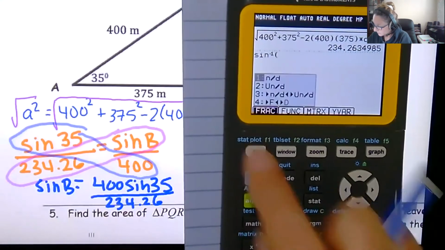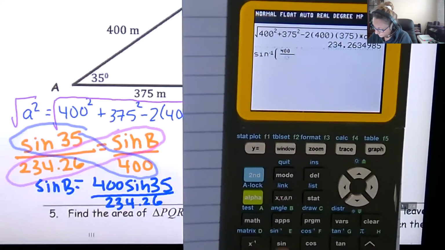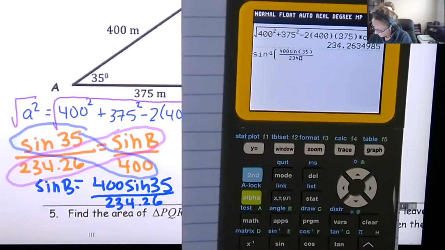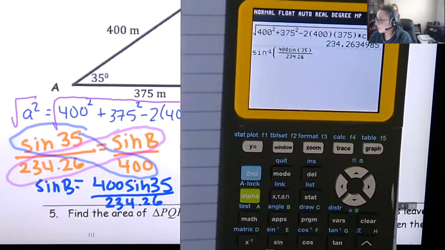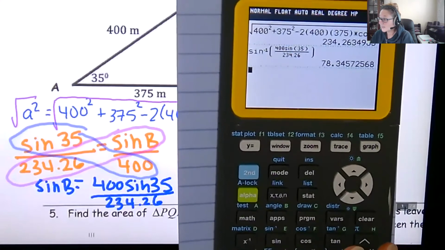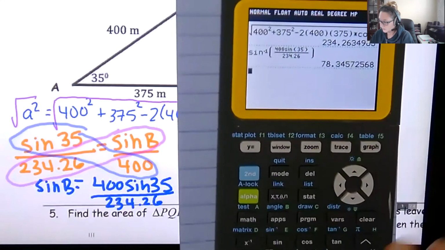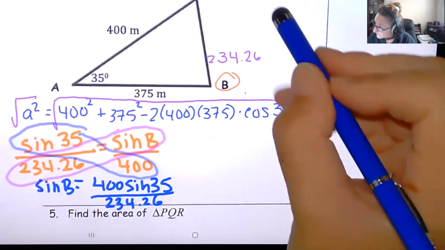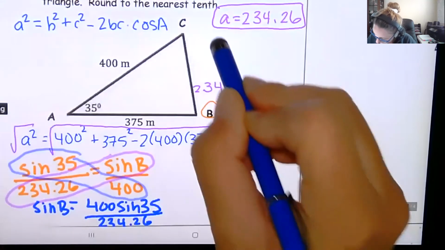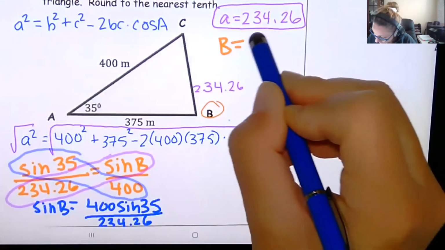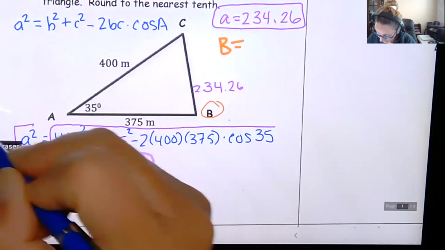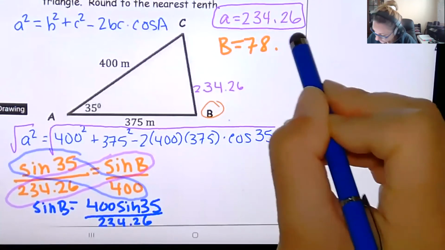So I'm going to do B equals, get my fraction, 400 sine 35, I'll be official and close my parenthesis, over 234.26. And then I end up with 78.35 if I push it up because of that 5. Okay, so my B, let me put it up here, my B is equal to 78.35.